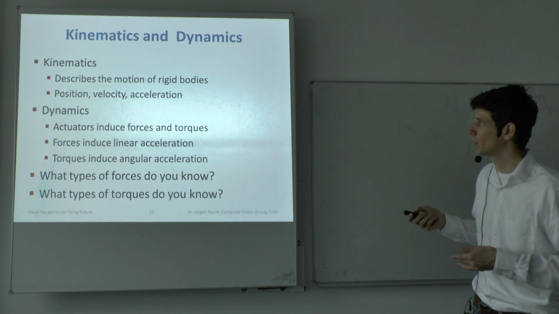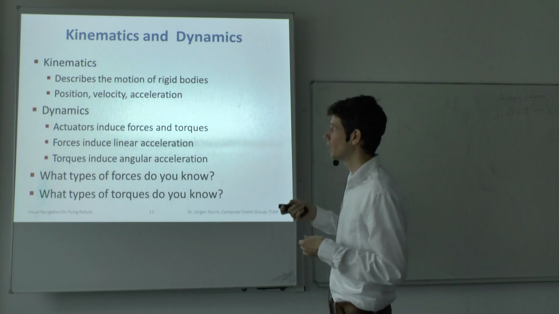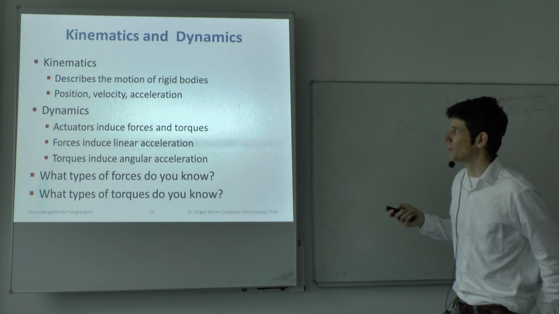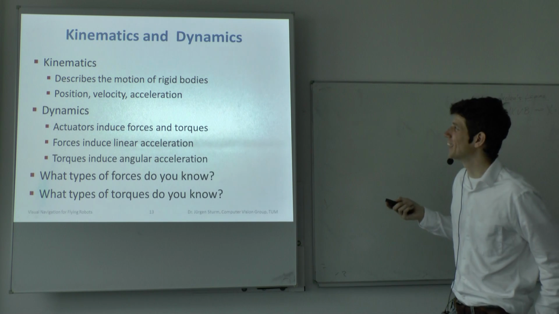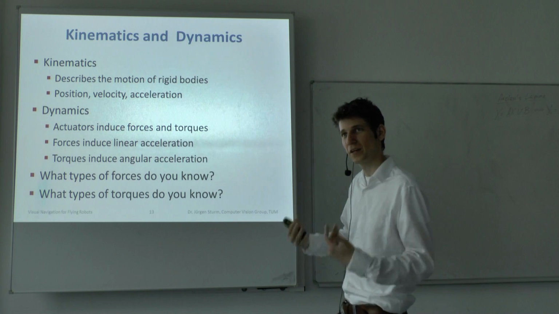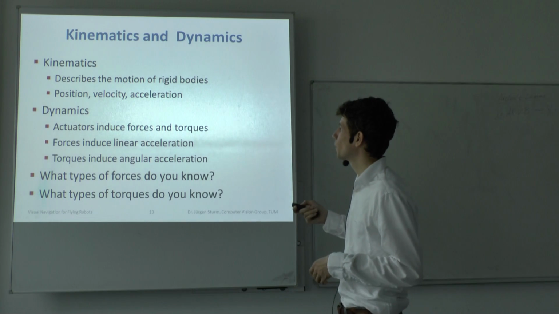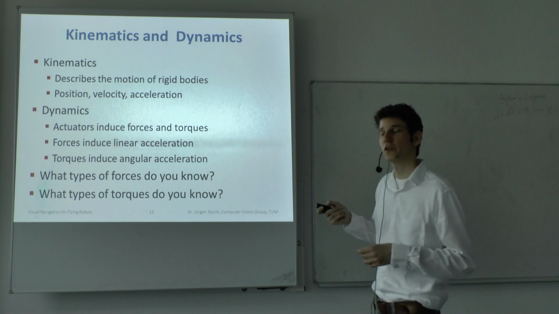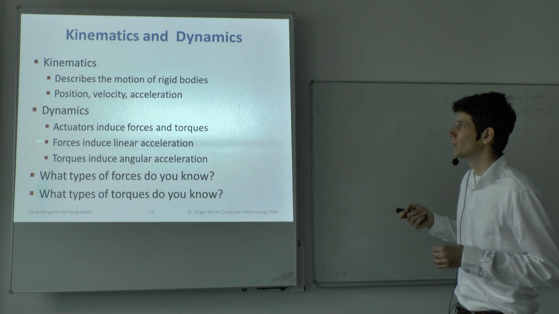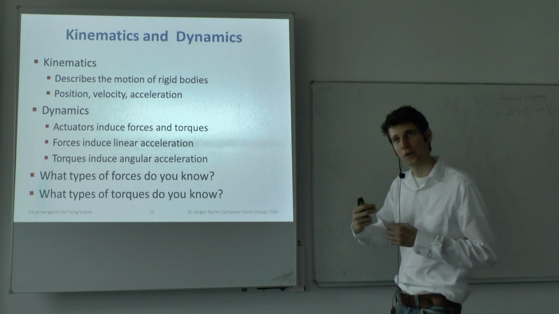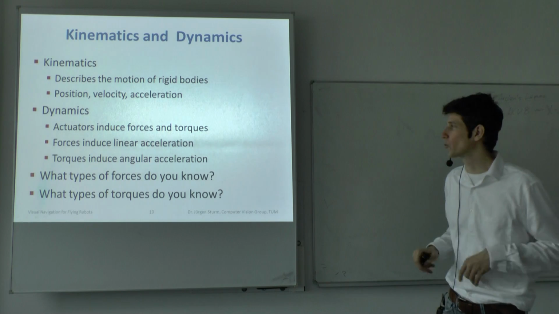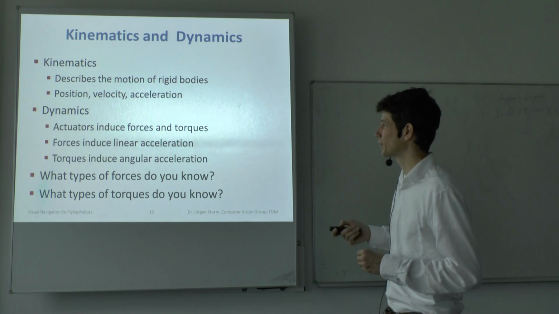And then the question is, how do all of these values change? And dynamics is related to the question, where does this acceleration come from? Acceleration is usually induced by the motors, for example, by the propellers that accelerate the air, that induce forces and torques on these rigid bodies. In particular, a force induces a linear acceleration on a body, and a torque induces an angular acceleration. But I'll show you more examples of what this means.